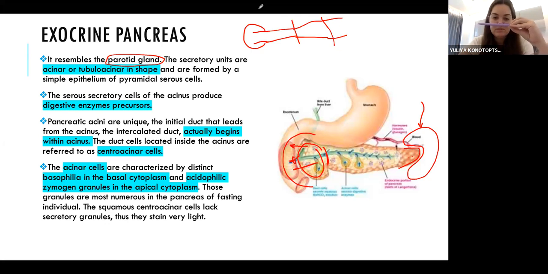This is the parotid salivary gland. The intercalated duct begins within the acinus. Okay, so this is your exocrine pancreas. So that's one of the major differences. They're always tested in the oral.